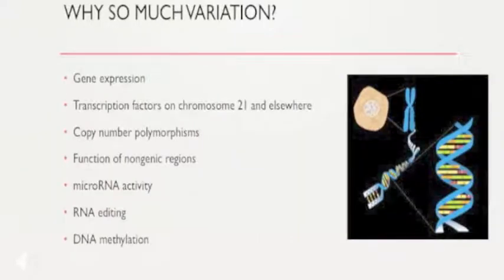Recent studies have tried to determine why the clinical presentation of Down syndrome can have so much variation. Studies on mechanisms of gene regulation showed that the genetic mechanisms listed on this slide may affect the variability of the phenotype. These include gene expression, transcription factors on chromosome 21 and elsewhere, copy number polymorphisms, function of non-genic regions, microRNA activity and RNA editing, and DNA methylation.